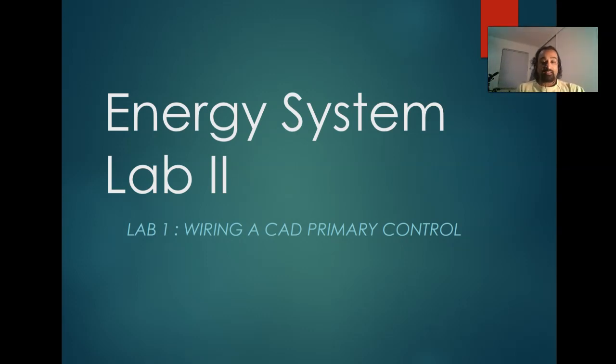Why is it called a CAD primary control? Because it uses a CAD cell to detect light. What's a CAD cell? It's what you have in the night light. It's a small little cell that changes resistance based on the light, based on the photons in the light. It's called CAD because it has cadmium sulfide in it. So now you know what it's called, CAD primary control.